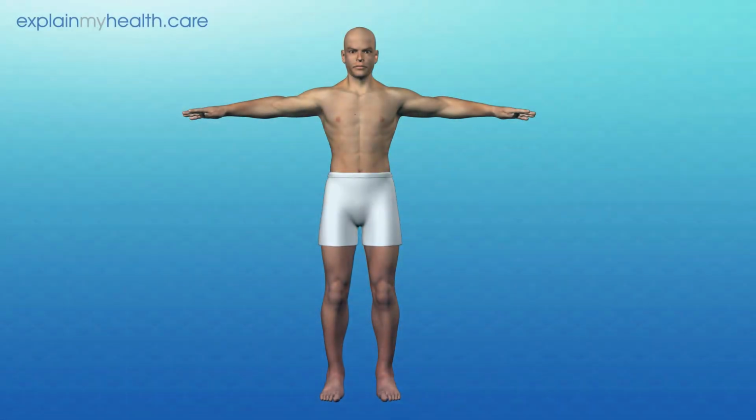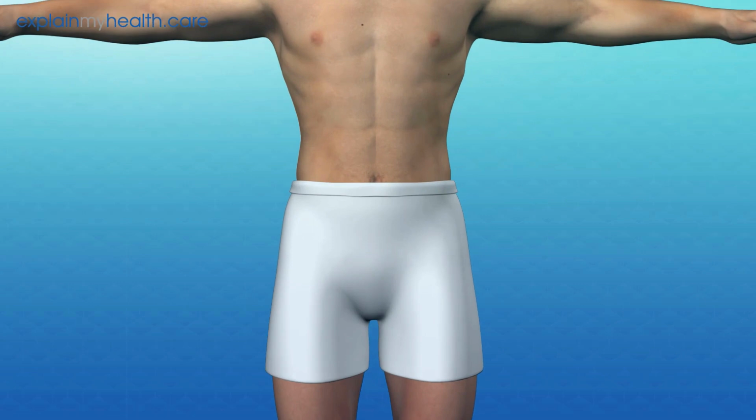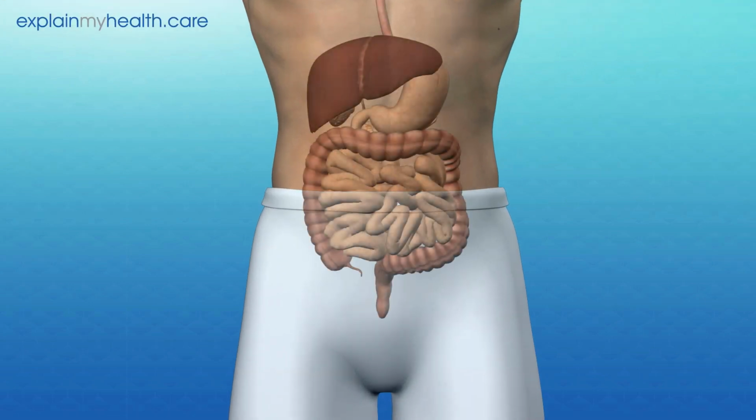During this video, we'll explain what's involved in a flexible sigmoidoscopy. This is a procedure to investigate and sometimes also treat problems in the lower part of the colon and rectum.